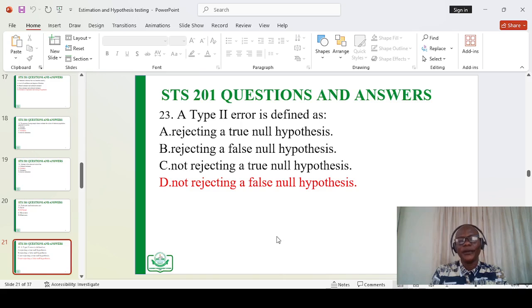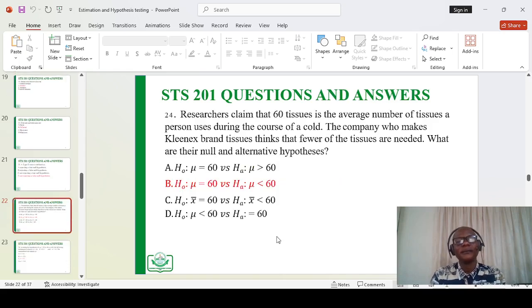A type 2 error is defined as not rejecting a false null hypothesis. The hypothesis is not correct and you are not rejecting it. So you have committed what they call a type 2 error. So D is the correct answer.